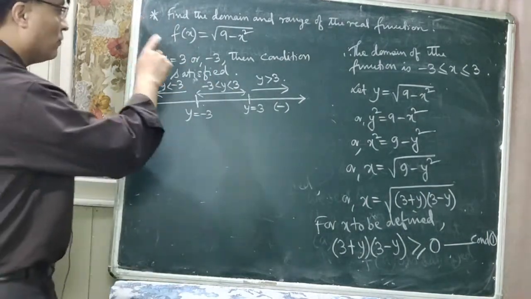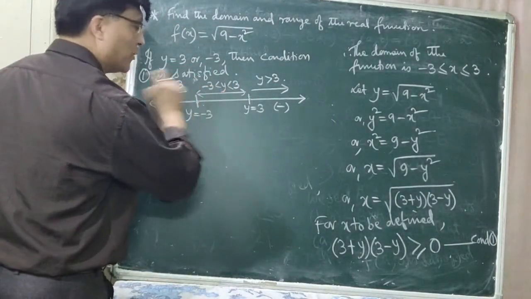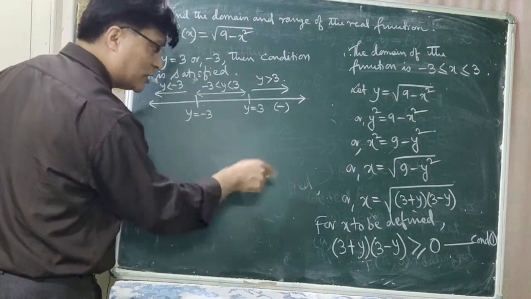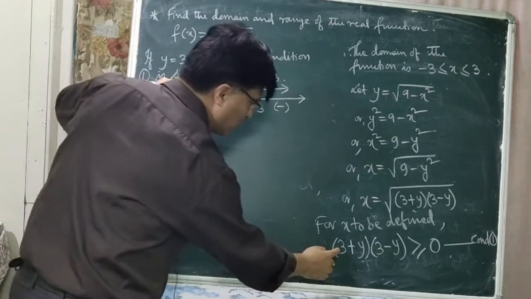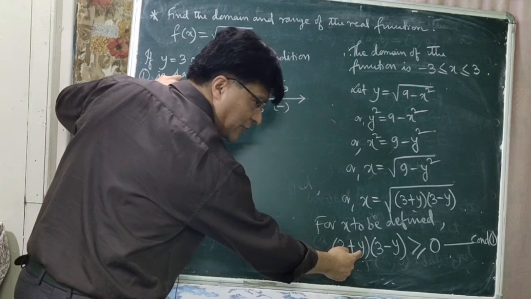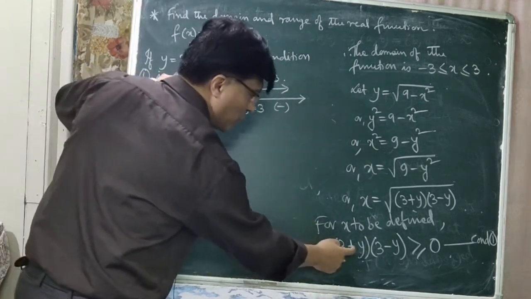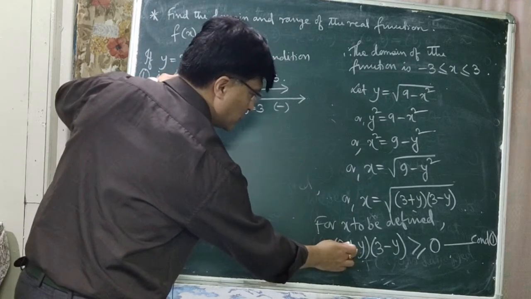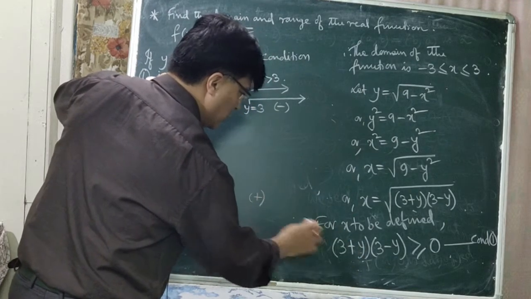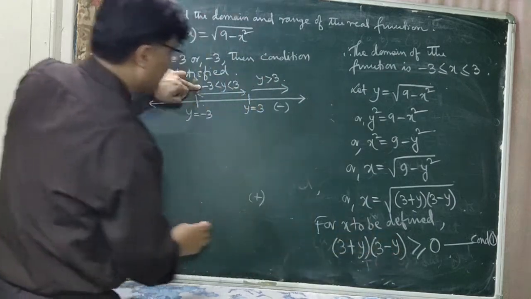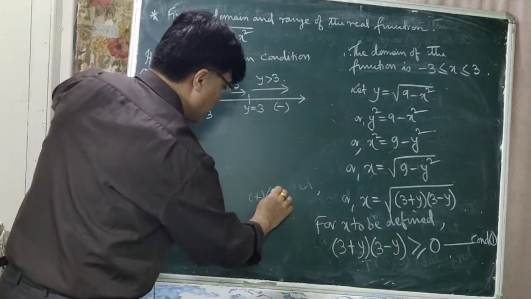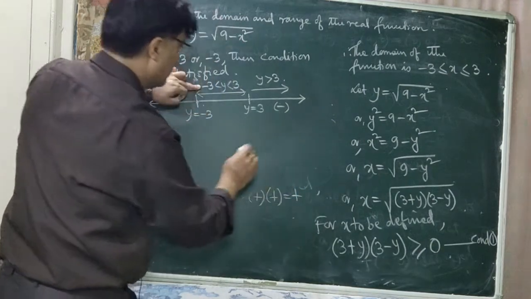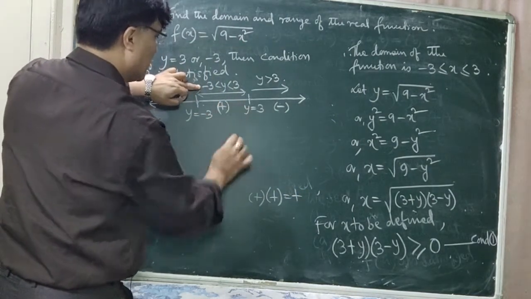Okay. For y lies within minus 3 and 3, that means you can put 0 to check it. So if y lies within minus 3 and 3, what's about 3 plus y? Is it positive or negative? You can put y is equal to 0. It is positive. 3 minus y, you can put 0 here. 3 minus 0 is 3. That is also positive. So positive into positive is positive. So this is your positive quantity, right?